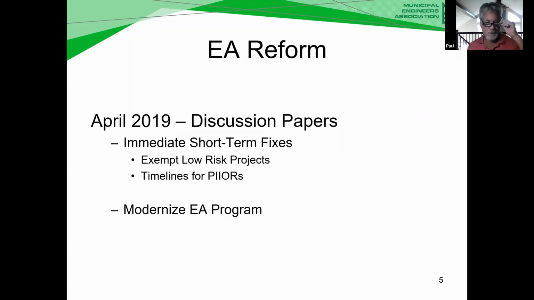And even though we've been at it many years, we really got very little progress until after the last election, and then in April of 19, the government released discussion papers, and there were two of them. One talked about the short-term fixes, immediate fixes, dealt with exempting low-risk projects and timelines for Part 2 order requests, and these were certainly topics that were priority for us. And then the other one that frankly wasn't as much priority, but the government had a discussion paper and talked about modernizing the EA program.